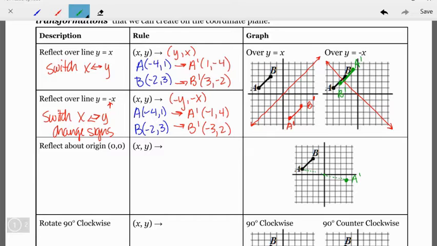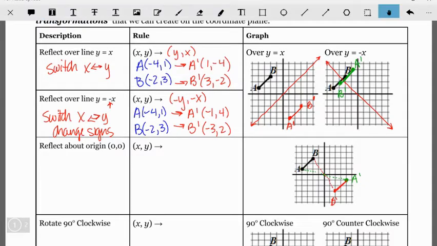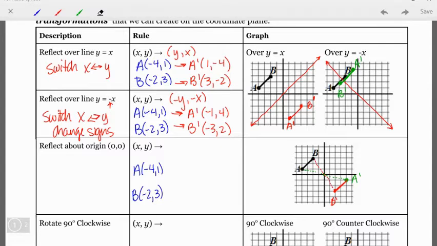Same thing with B. So let me change colors. Let's go over to red. So I want to go straight through the origin and then keep going in the same direction, but the same amount of length. There's my B prime, and there's my new segment. So let's see what those coordinates actually ended up being. So again, original A was at (-4, 1). Original B was at (-2, 3). And so our transformed equation, our new A was at (4, -1).